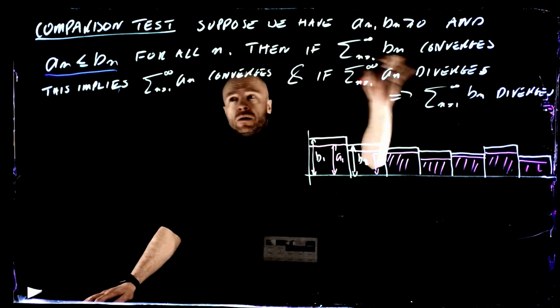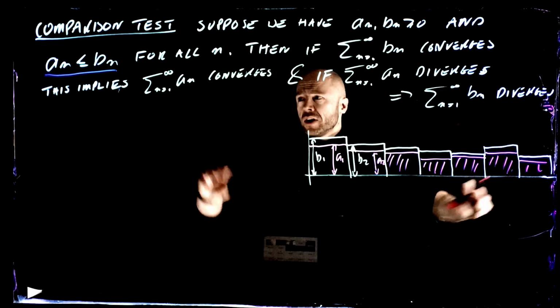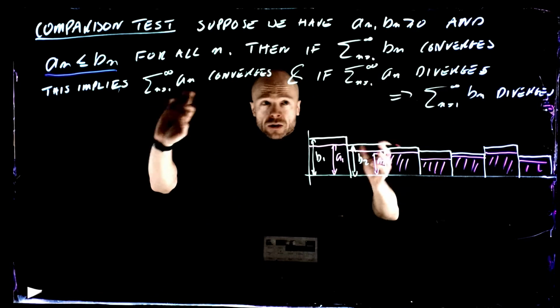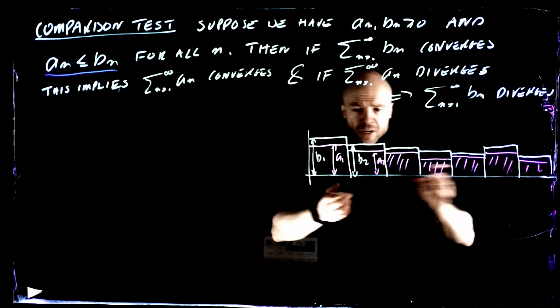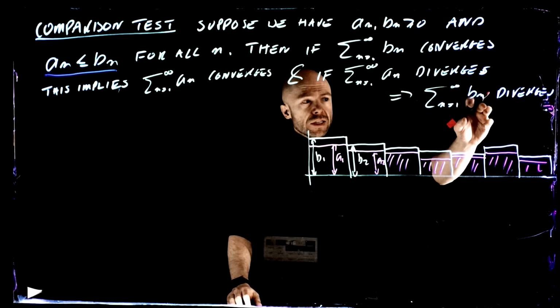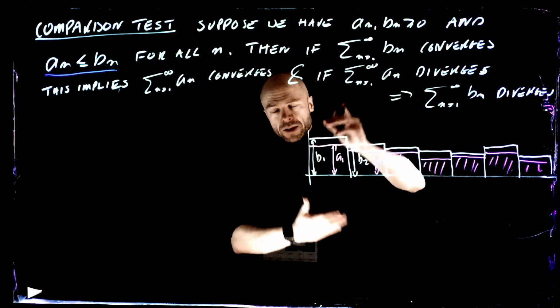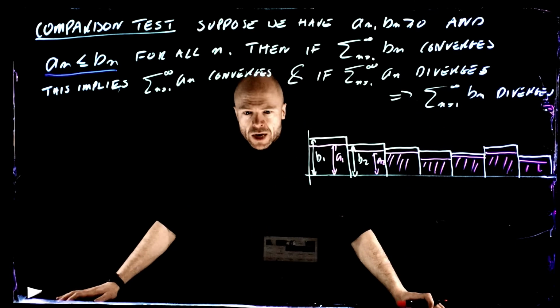This is an obviously true fact. If Bn converges, the area of all these green blocks is finite, then the area of the AN is finite. And the converse is also true. If the area of all the red blocks is not finite, so we sum together all these blocks and it has infinite area, then for sure these guys have infinite area too, because again, they are above, so the area of all these Bn is bigger than the area of all the AN.